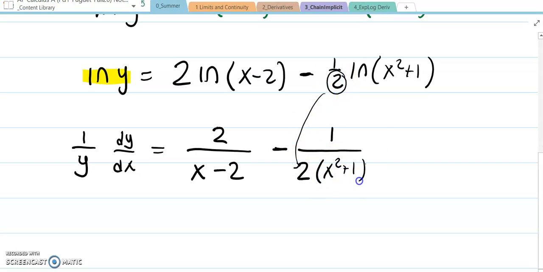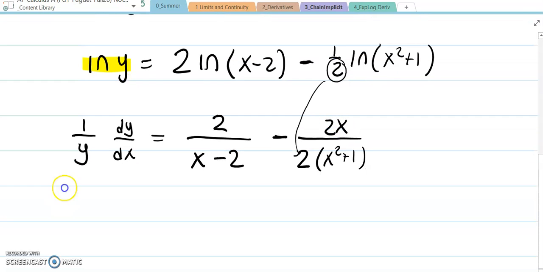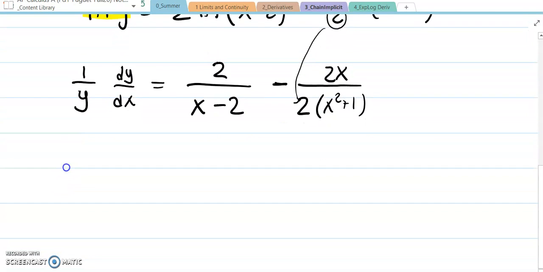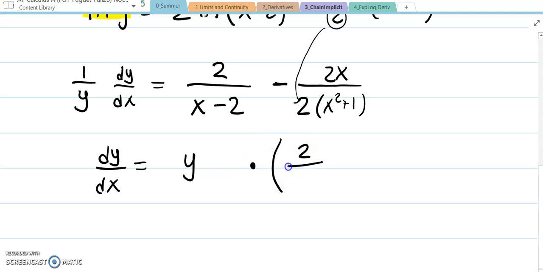x squared plus 1 times 2x. So I'm going to go ahead and put that 2x up top, and we'll say the 2x is here. Now, I'm not fully done yet because I need to get dy dx by itself, which means I'm going to multiply both sides by y. So I get y times, in parentheses, 2 over x minus 2 minus 2x over x squared plus 1.